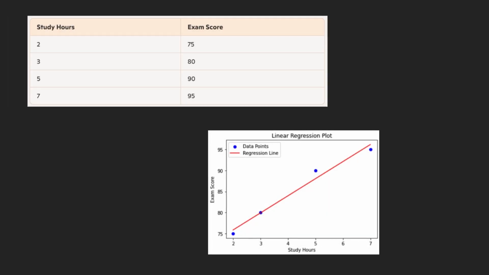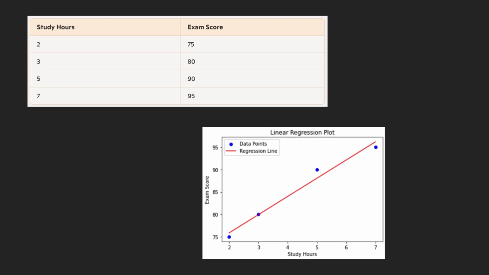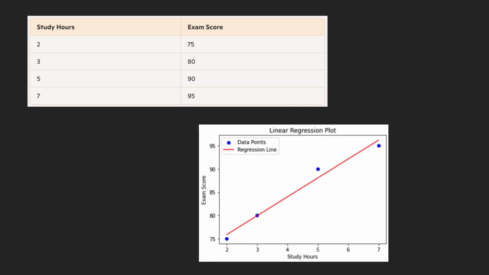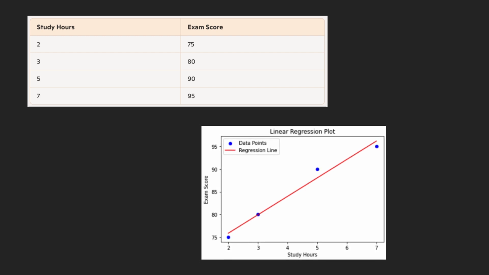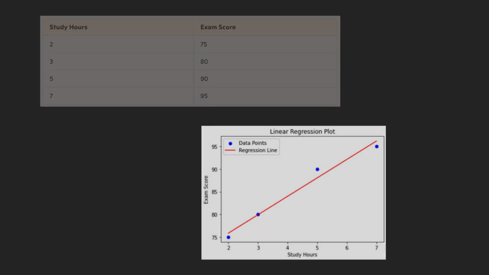So, if we continue with the study time and exam score example, y would be the exam score, x would be the number of study hours, and m would represent how much the exam score increases for each additional hour of study. And b would be the predicted exam score if a student didn't study at all.